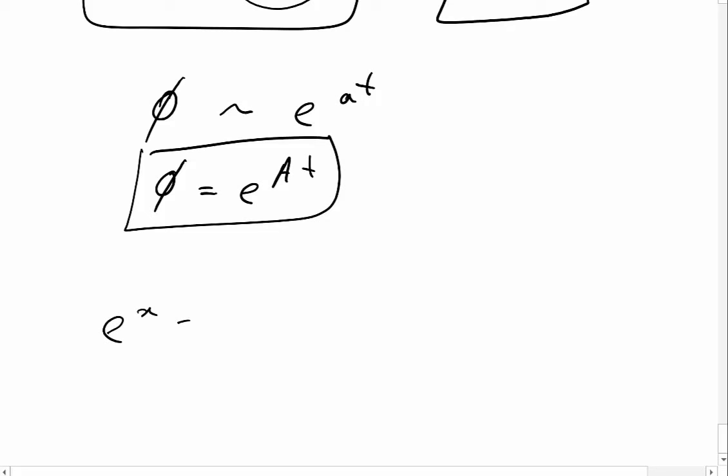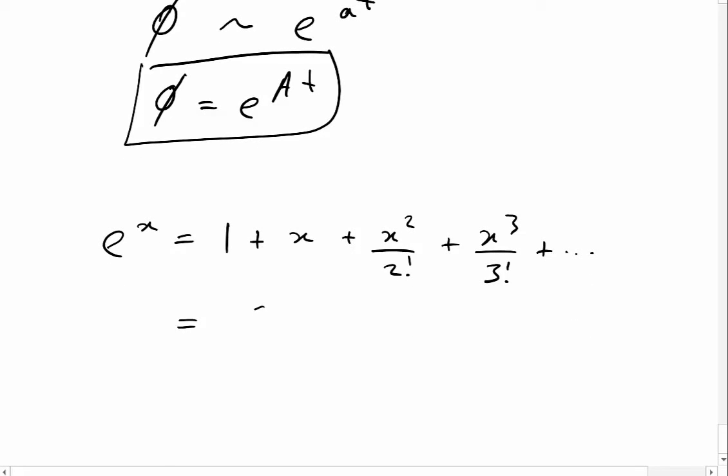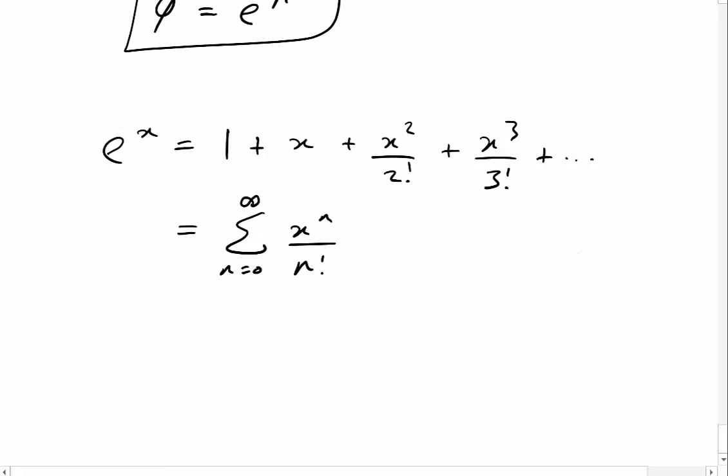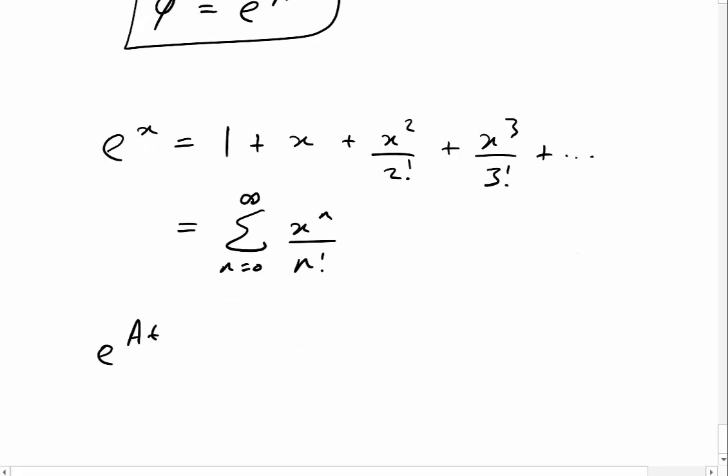We can also expand this out. So what's e to the x? What's the power series for e to the x? Well, it's 1 plus x plus x squared over 2 factorial plus x cubed over 3 factorial plus so on, so on, so on, which of course is just equal to the sum of x to the n over n factorial from n equals 0 to infinity. So what is e to the at going to look like? We're just replacing x by at, so it'll be the sum from n equals 0 to infinity of (at) to the power n over n factorial.